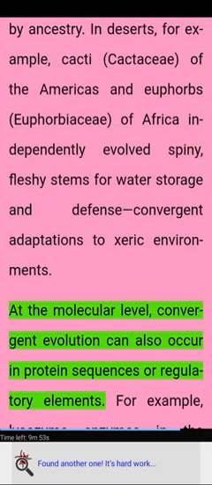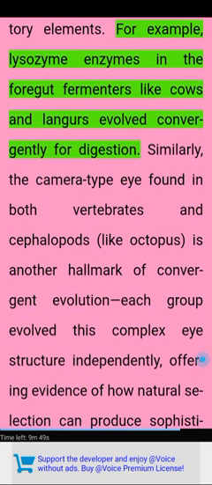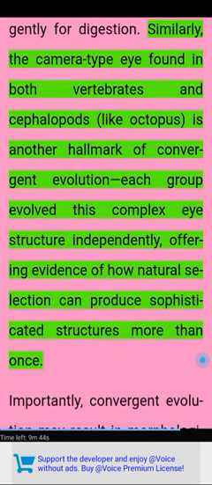At the molecular level, convergent evolution can also occur in protein sequences or regulatory elements. For example, lysozyme enzymes in foregut fermenters like cows and langurs evolved convergently for digestion. Similarly, the camera-type eye found in both vertebrates and cephalopods, like octopus, is another hallmark of convergent evolution. Each group evolved this complex eye structure independently, offering evidence of how natural selection can produce sophisticated structures more than once.